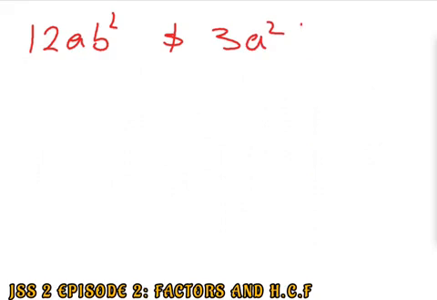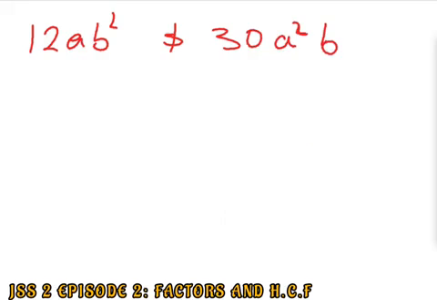Now, we are going to go into variables. If you are given a term, or rather an algebraic expression like 12ab and 12ab squared and 30a squared b, these are algebraic terms. Now you are asked to find the highest common factor. Okay, so this 30a squared b.